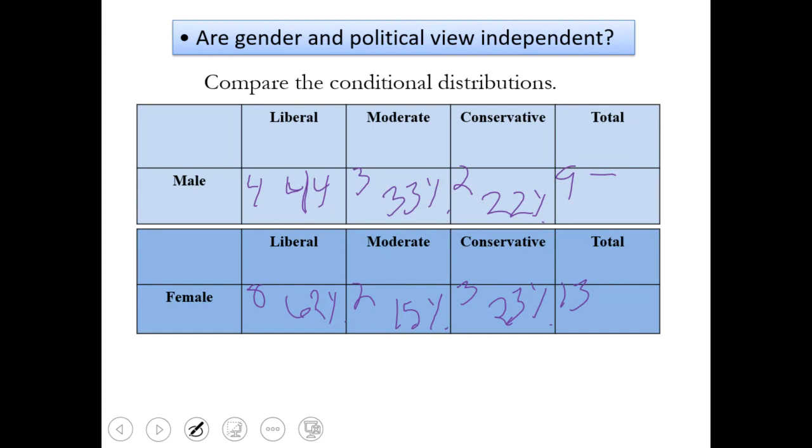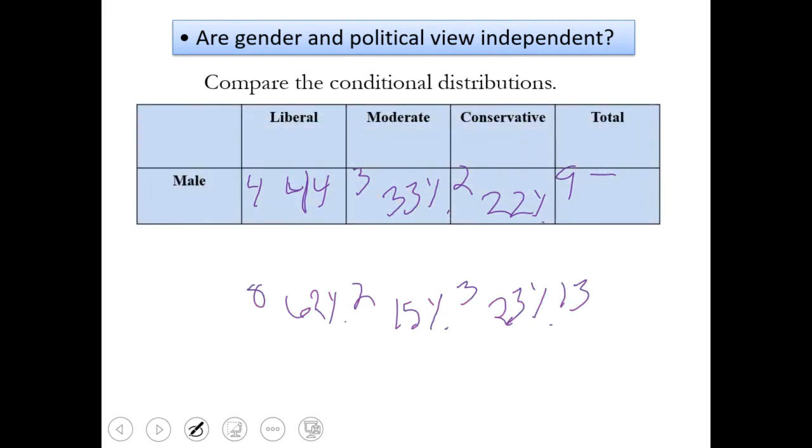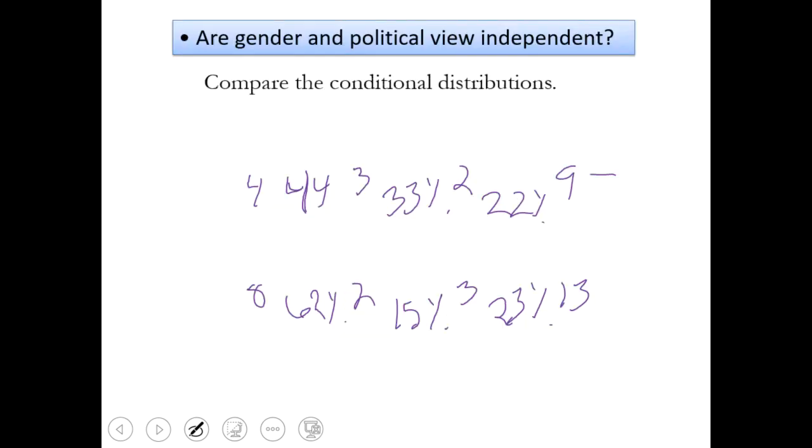But male conservative was 2 out of 9. So knowing someone was male, their chance of being conservative is 22%. The original chance of being conservative is also 22%.